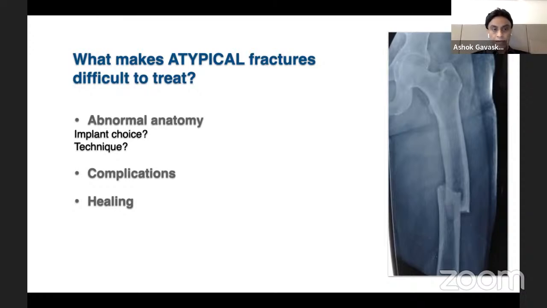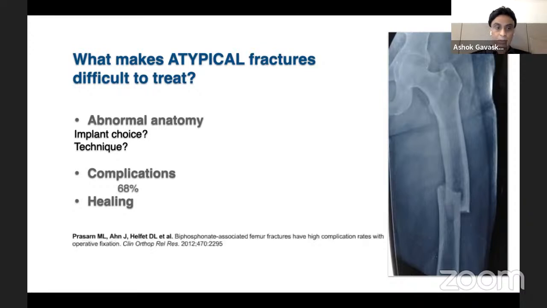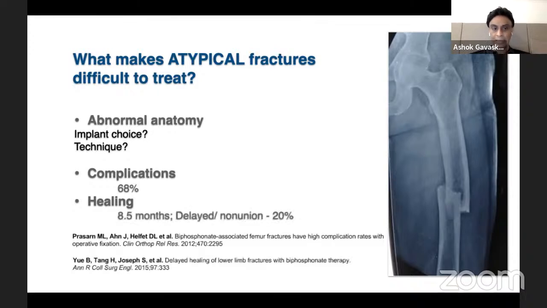These fractures also have a very high rate of complications for a lot of reasons that I mentioned already. So if you look at this paper from North America, they have reported a complication rate of up to 68%. And you can have complications like intraoperative fractures because of the abnormal anatomy. Trying to shovel a straight nail into a curved femur can cause a lot of problems. You can have cortical perforations distally. You can have malalignments, especially with proximal fractures, and even diaphyseal fractures as well. And these fractures can be complicated by delayed healing. If you look at the average time for these fractures to heal, this is much more than what a fracture in a normal femur will take.